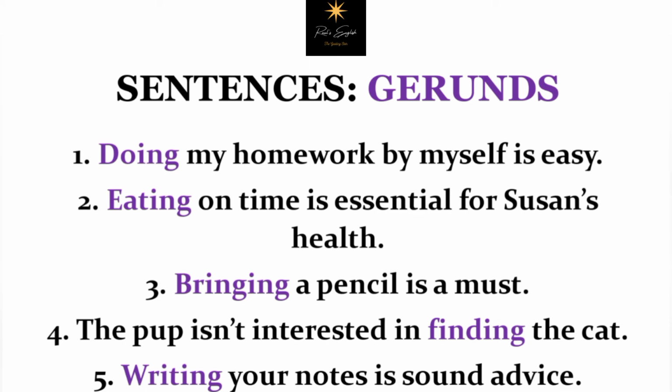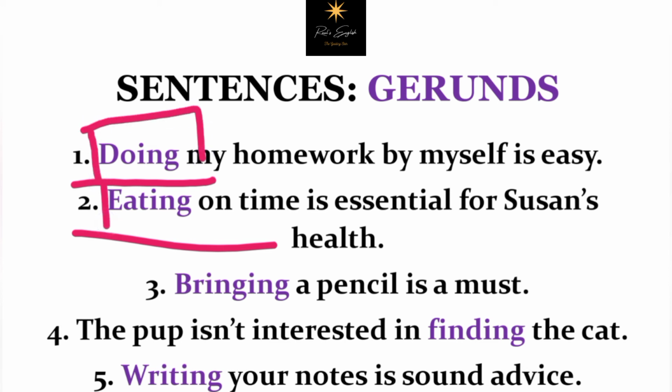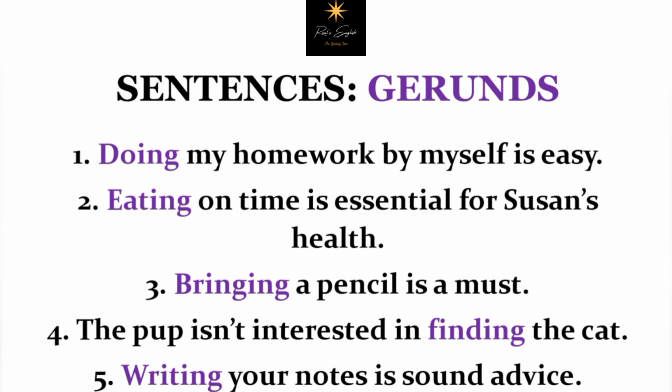Now here is where it gets trickier. Doing my homework by myself is easy. Doing what? Doing my homework. Eating on time is essential. Are they verbs? No. Do they affect the tense? No. What did they do? They show you what is being talked about.